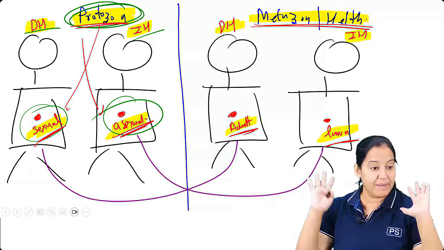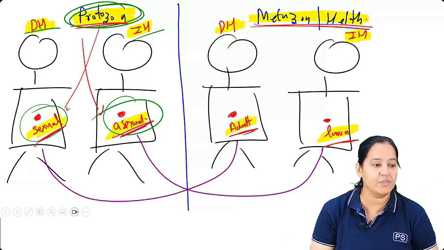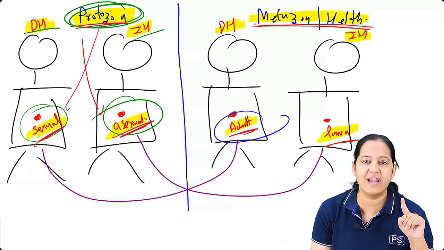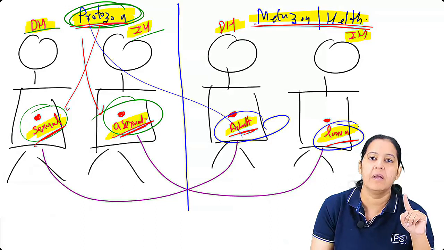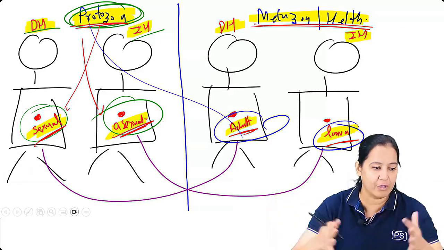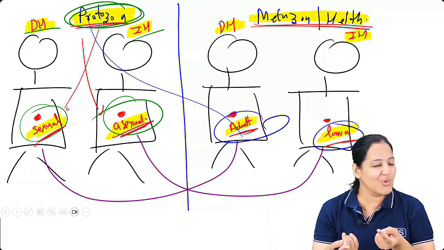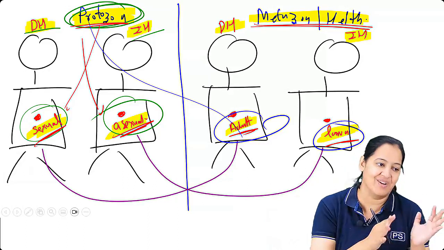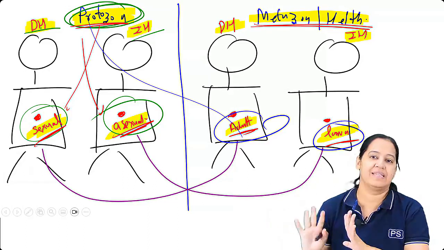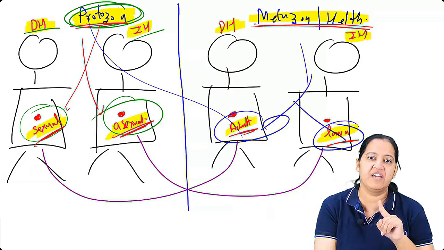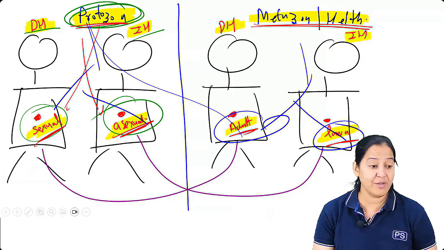Without any confusion, please learn it thoroughly. And don't get confused: adult and larva cannot be in a unicellular organism. It is unicellular, so there is no adult and larva in unicellular. The adult and larva can be in multicellular. So that's why this definition will fit here and that definition will fit there. I'm trying to super simplify.